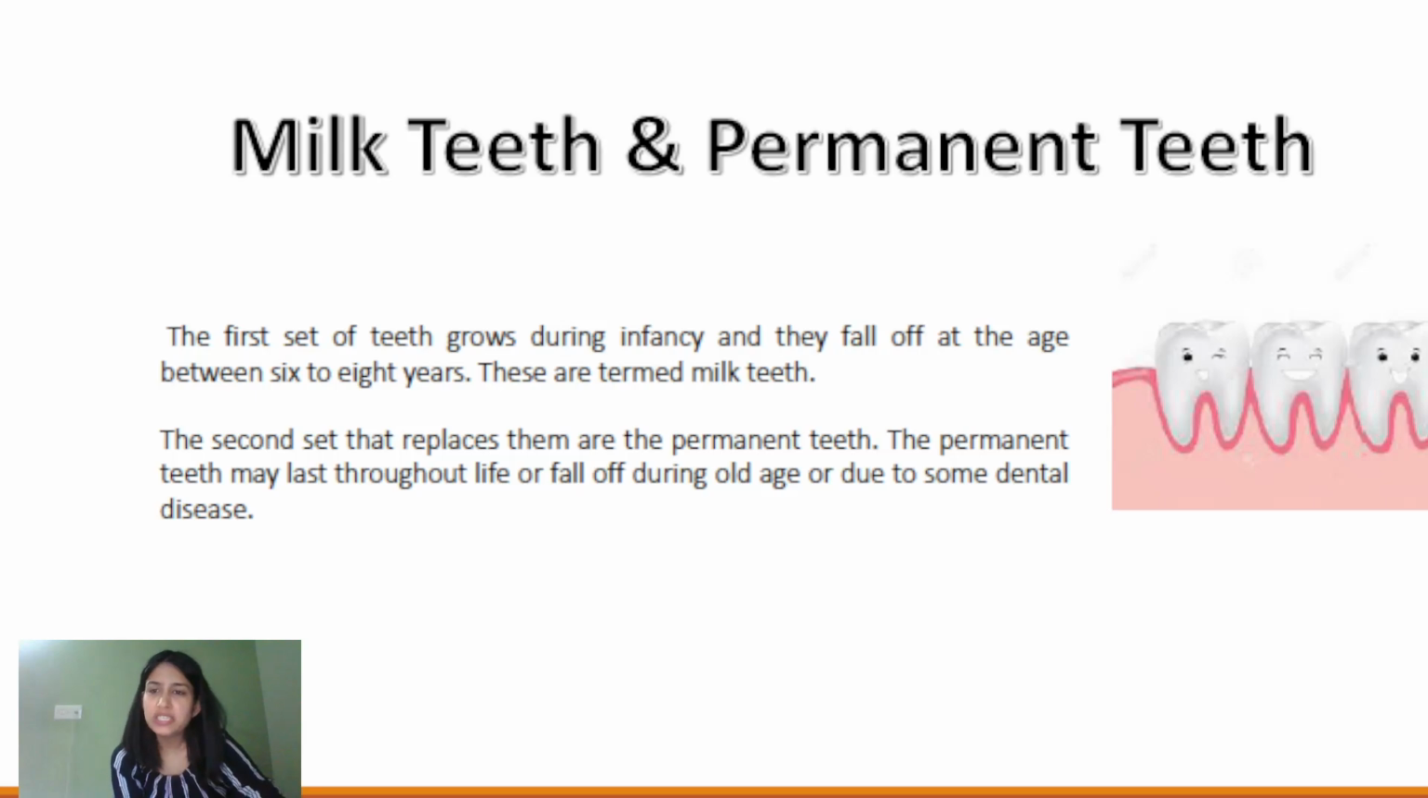So the first set of teeth grows during infancy and they fall off at the age between 6 to 8 years. These are termed milk teeth. The first set of teeth that grow during infancy and fall off between the ages of 6 to 8 are termed milk teeth. And the second set of teeth that replaces them are the permanent teeth.